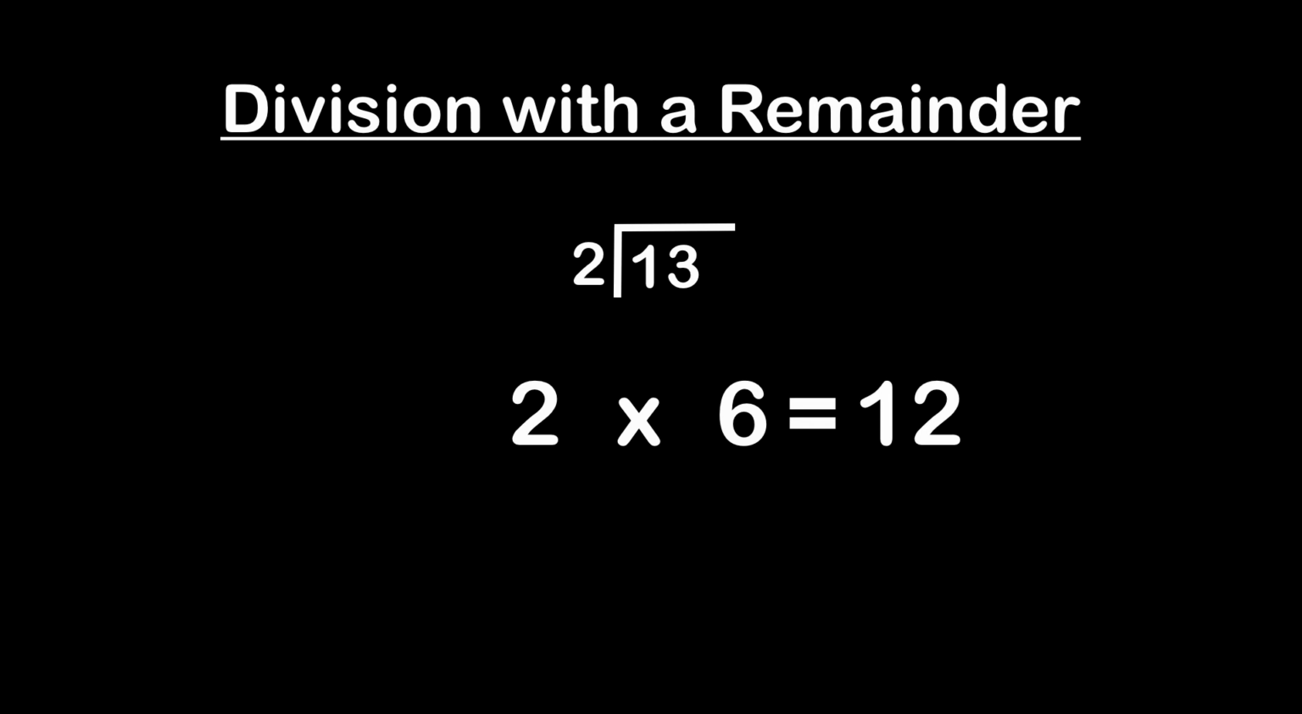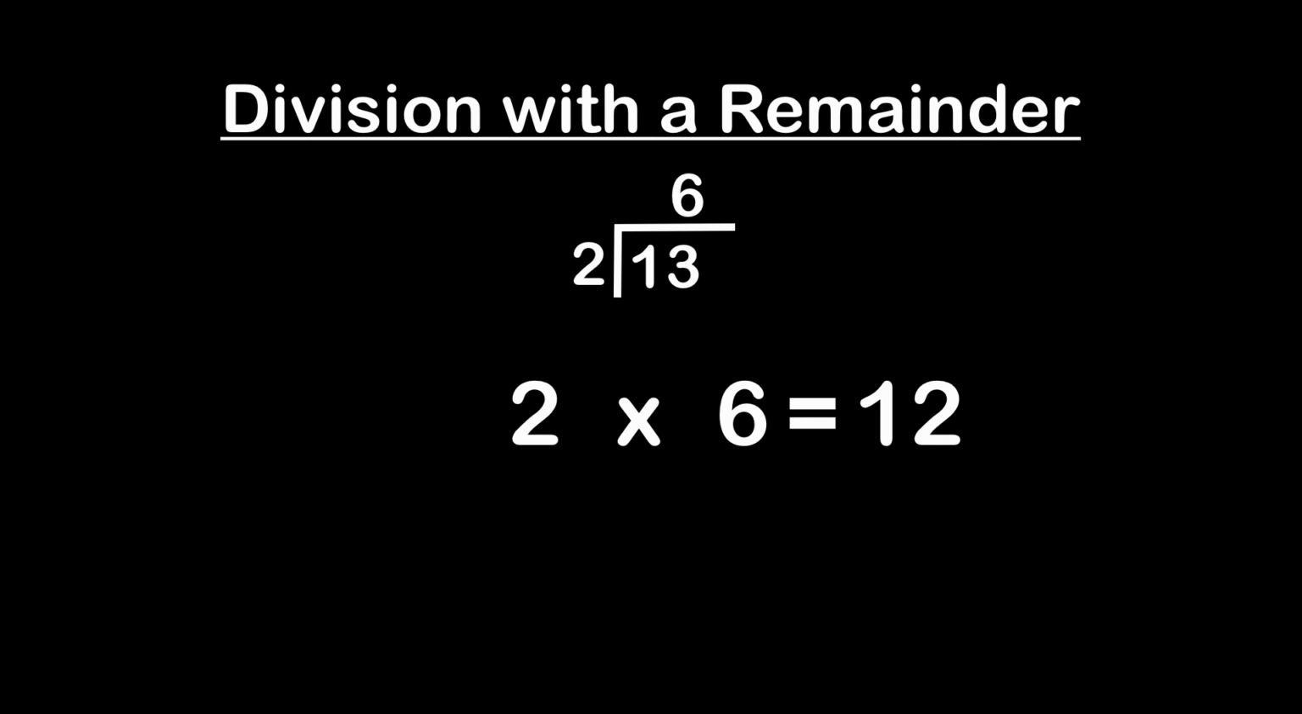So let's try once more. 2 times 7 equals 14. And as you can see, we surpassed the number 13, so we go back to the nearest multiple of 2 that gets us the closest to 13, which is 2 times 6, which gives us 12. So our answer is 6.